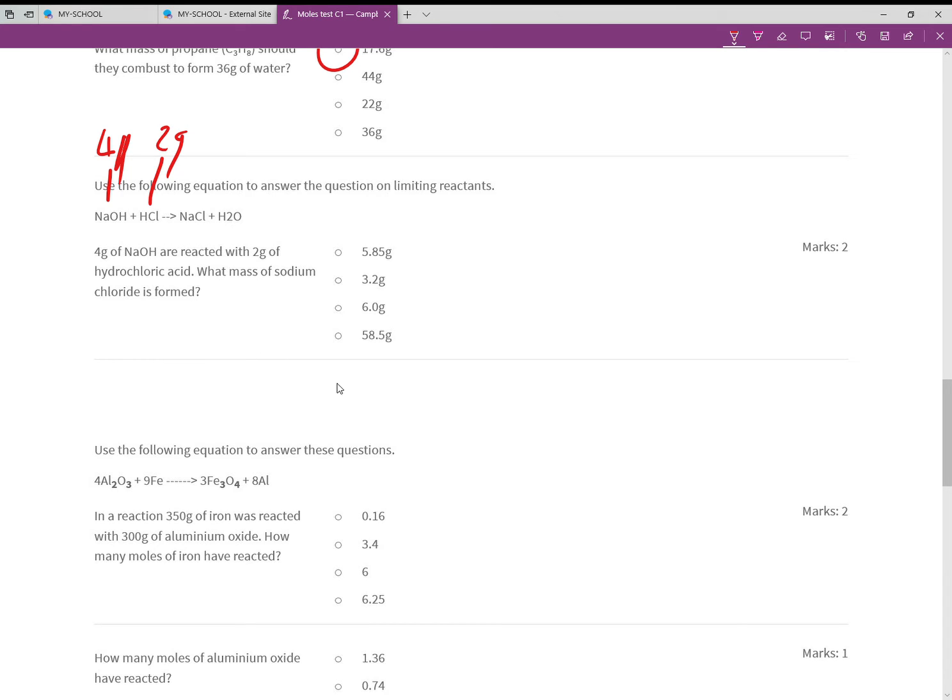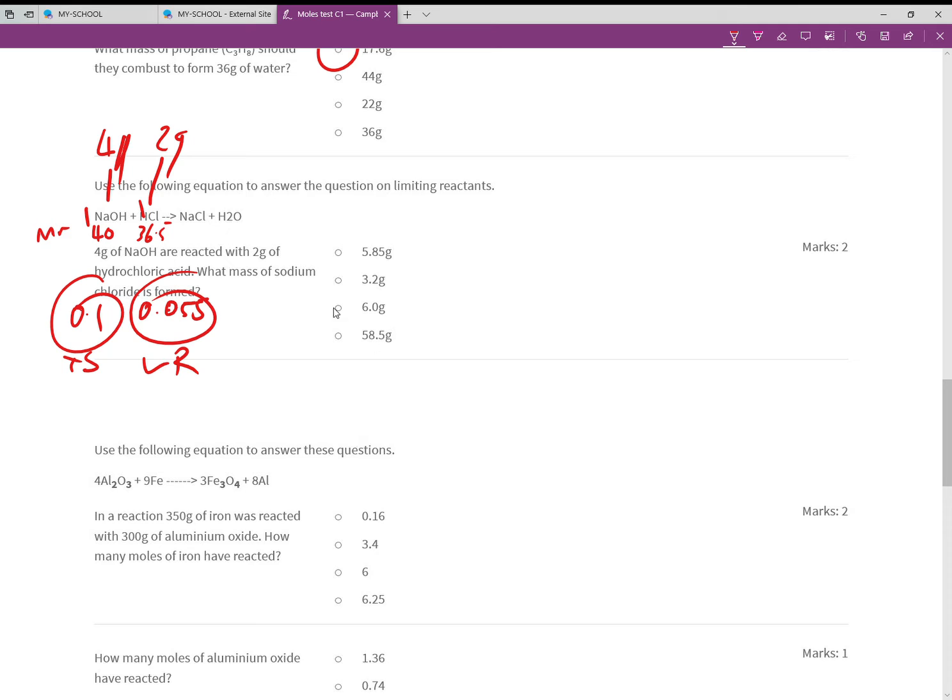So we've got to work out which one of these is in excess. So the MR of this is 40. The MR of this is 36.5. So let's get our moles sorted. So 4 divided by 40 gives me, of course, 0.1 moles of that. Can't believe I did that in the calculator. 2 divided by 36.5 gives me 0.05 moles of that. So they're in a 1-to-1 ratio. So this is excess and this is my limiting reactant.